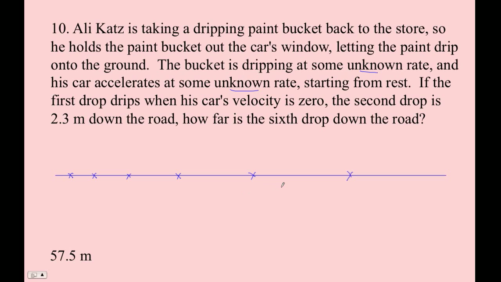Okay, so if the first drop drips when the velocity is 0, and the second drop is 2.3 meters, right? How far is the sixth drop down the road? So we want to know what that distance is there, right? Let's draw a nice vertical line.